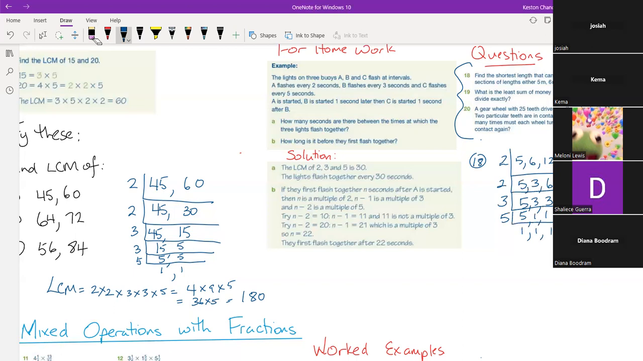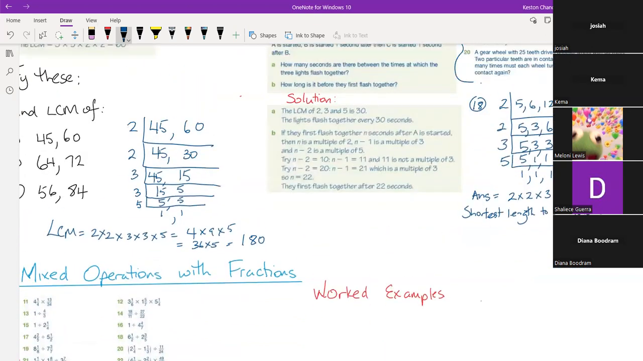Right, so my answer is going to be 2 multiplied by 2 multiplied by 3 multiplied by 5. That's 4. 4 3s are 12. 12 by 5 is 60. So the shortest length to be divided is going to be 60 meters, right? It can be divided into 5 meters, 6 meters, or 12 meters. Right, everybody okay with that one?